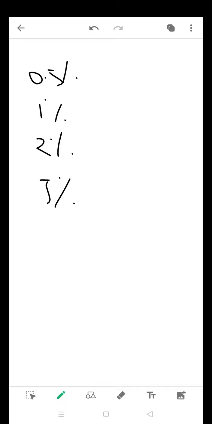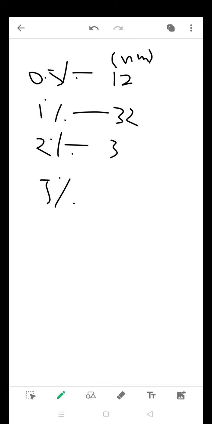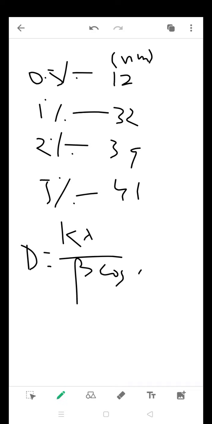Now, after a certain concentration of doping, we doped aluminum for 0.5%, 1%, 2%, and 5%, and we found out the particle size. The initial particle size was 12 nanometers for undoped. For 0.5% doping, it changed to 32 nanometers, then to 39 nanometers and 41 nanometers. So there is an increase in the particle size with aluminum concentration, and the particle size is of course found from a very well known equation, Scherrer's equation.